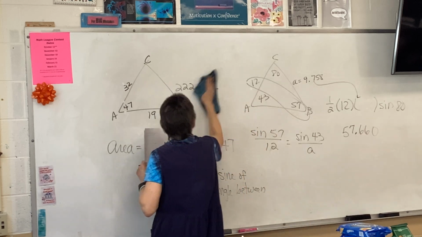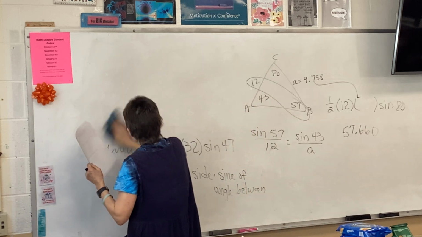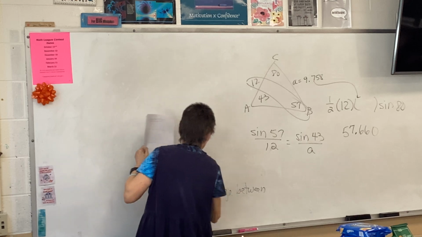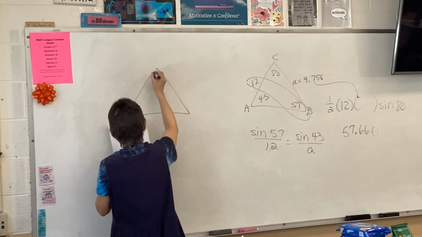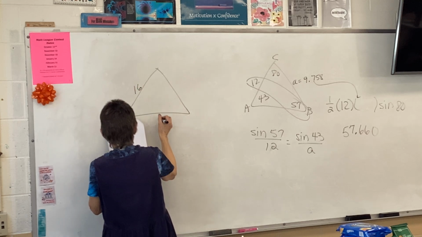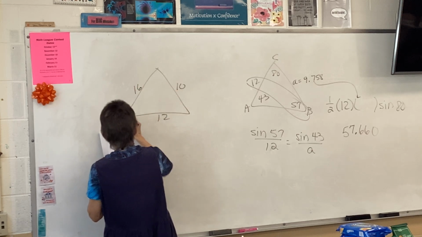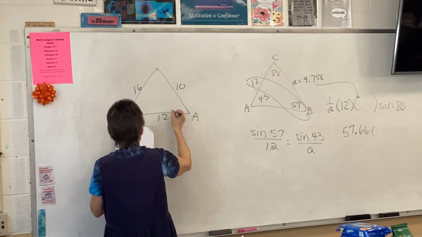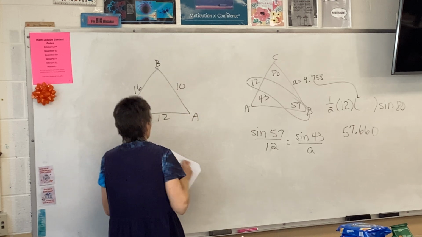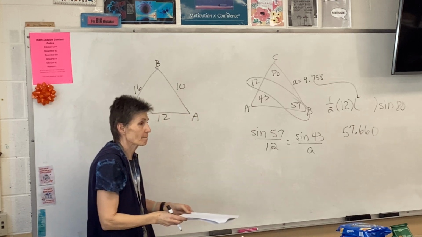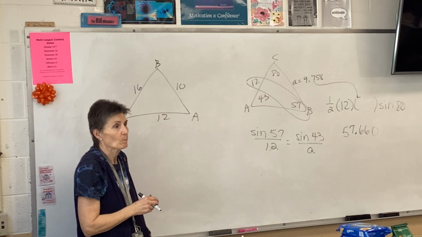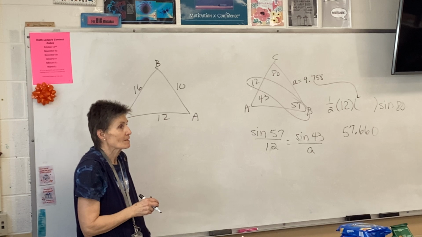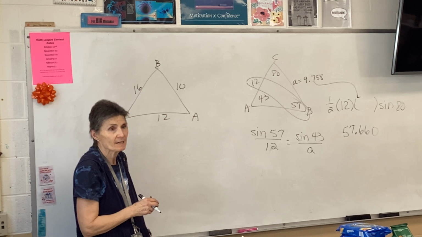All right. Last one on this page. This looks like one of the ones we had today. We got 16, 12, and 10. So here's A, here's B, and here's C this time. What are we missing? Our angle. We're missing an angle. So we gotta find an angle.